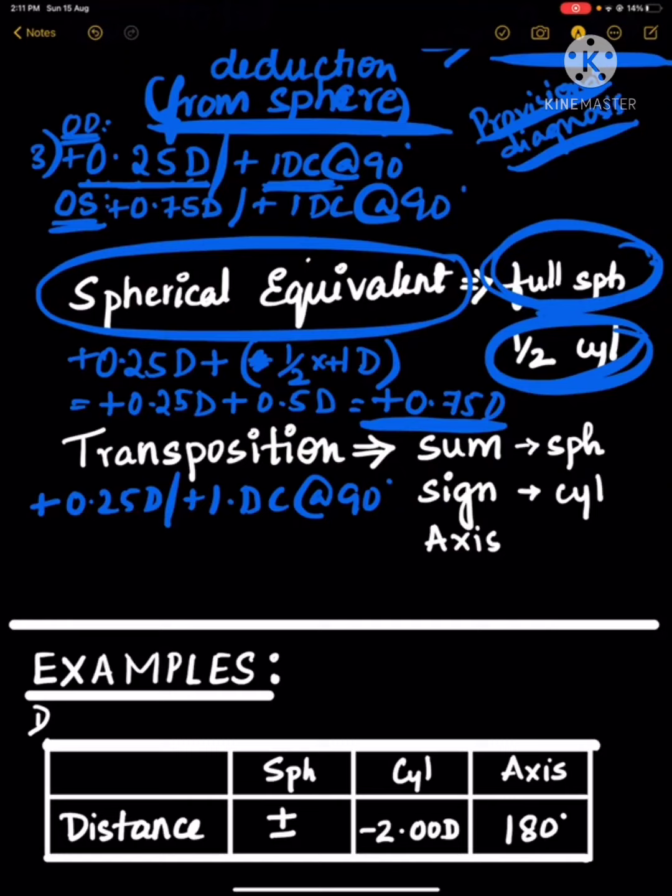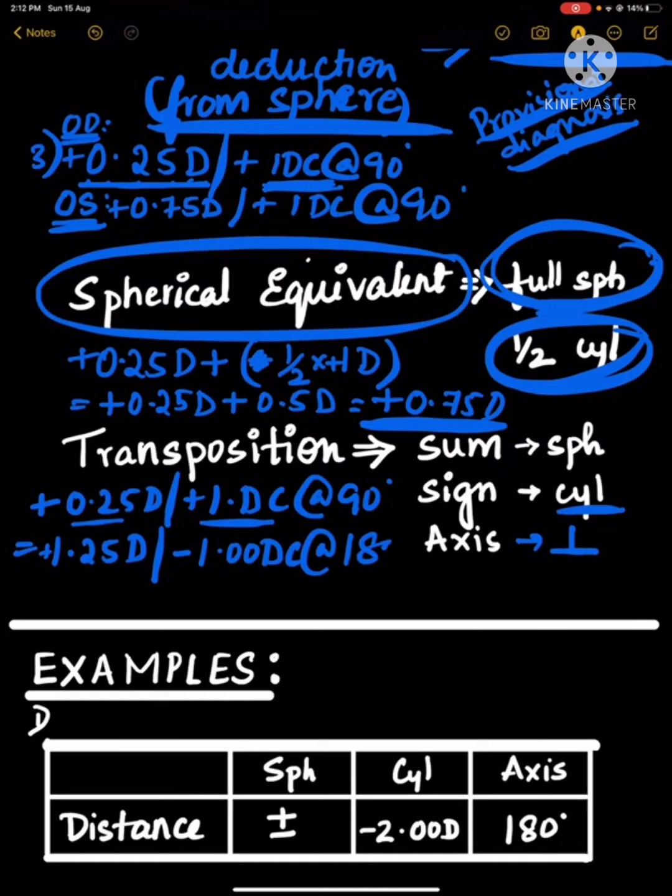So you get the sphere by the sum. That is, you will add these two. So it becomes 1.25 D. Okay, done. We got the sphere. For the cylinder, you're just going to change the sign. So plus, I'll make it minus 1.00 DC.